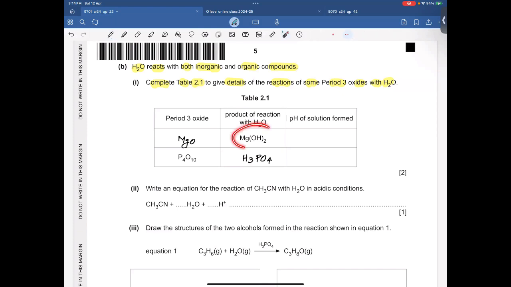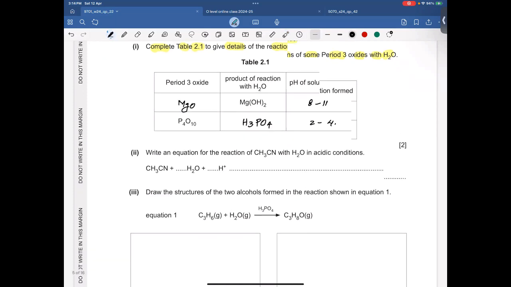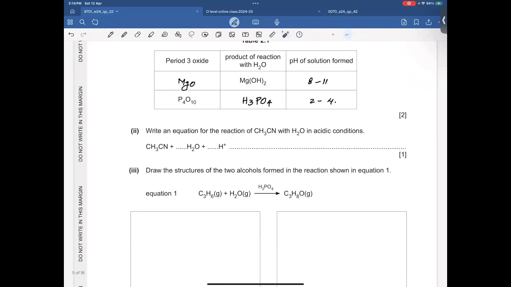Magnesium hydroxide is a weak alkali, so its pH range exists between 8 to 11. And phosphoric acid is a weak acid. Obviously, its pH range exists between 2 to 4. All right. अगर आपको एग्जैक्ट नहीं मालूम तो आप रेंज लिखिए. तो मैंने ये रेंज लिख के दिया आपको.